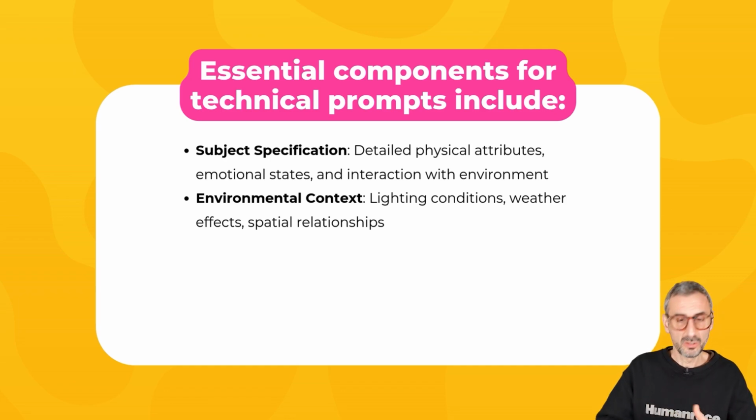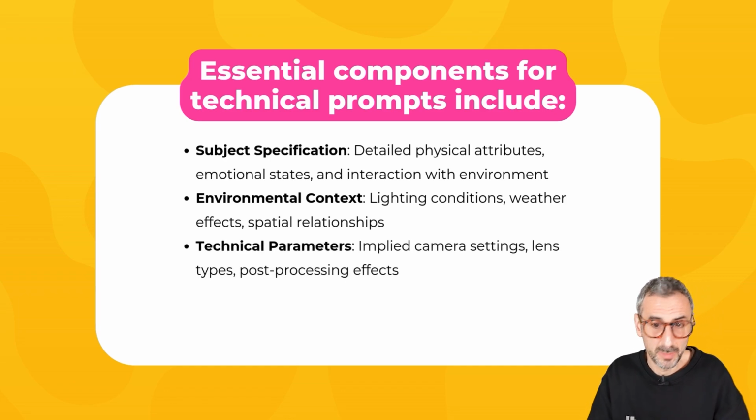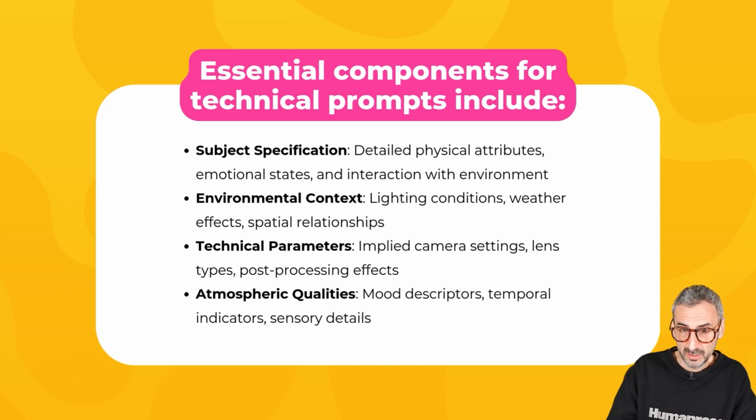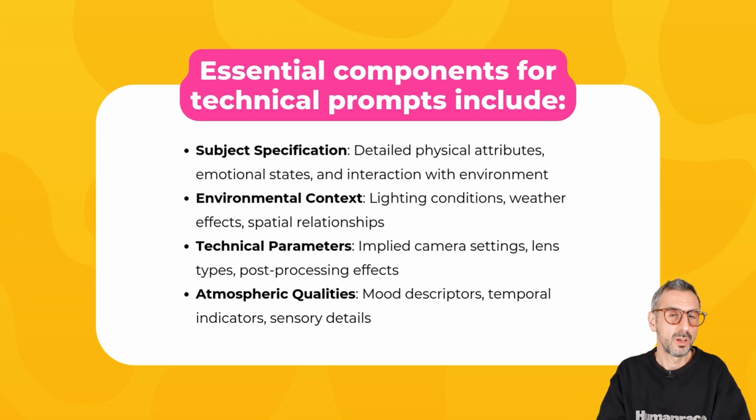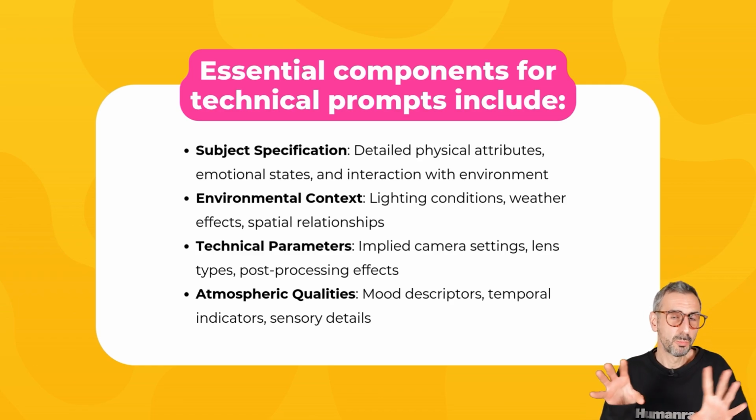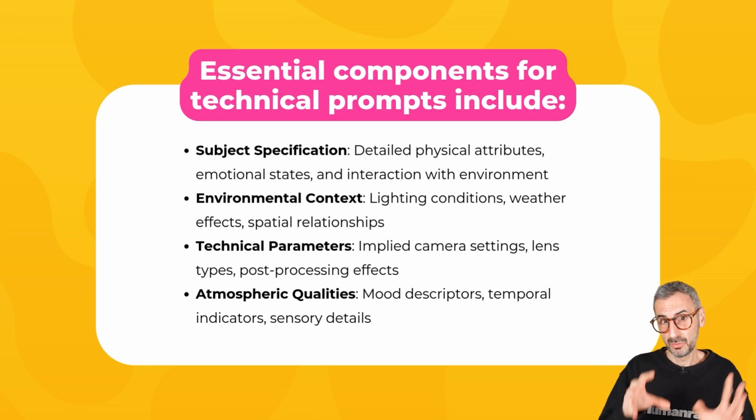Then 3, you should have some technical parameters. So that could be the camera settings, the lens type, the post-processing effects that have been applied to your photo. And then finally, some atmospheric qualities. So the mood description, the temporal indicators, sensory details. So what do we feel when we look at this photo? So that is kind of, in a nutshell, what your prompt should be made of, like these 4 key points.